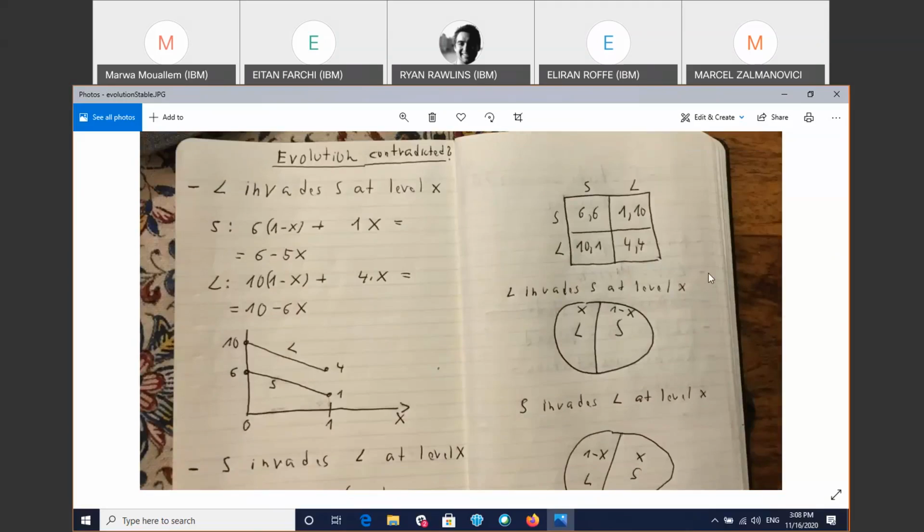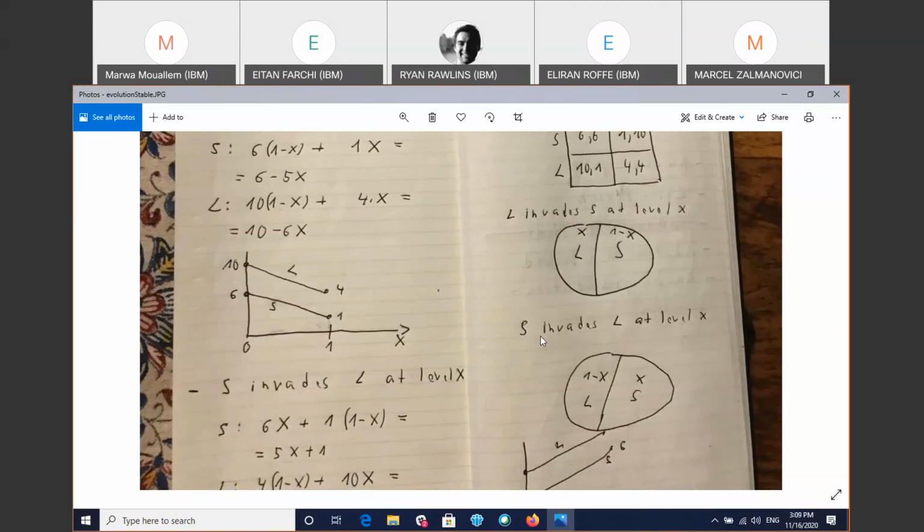We'll introduce the concept of invading. So we'll say that the large animals invade the small animals at level X if we introduce X percentage of large animals into the population. Same the other way around, S invades L. So basically we introduce X percentage of S into the population.